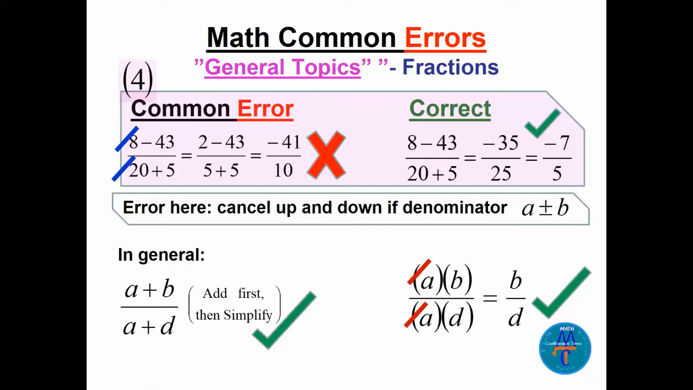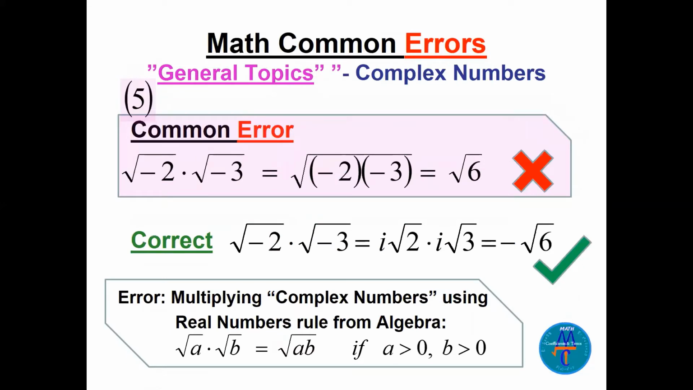Let's see number 5, in the complex numbers. If we have square root of minus 2, that's a complex number, and square root of minus 3. If we need to multiply, look here. I have seen it many, many times: square root of minus 2 times square root of minus 3. If you multiply inside the radical, minus 2 times minus 3, you get square root of 6. Does it look correct? This is wrong.